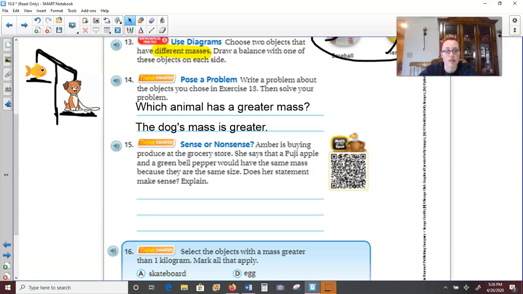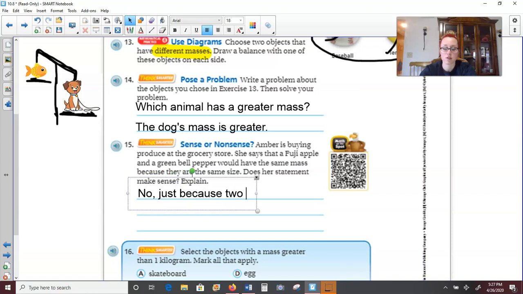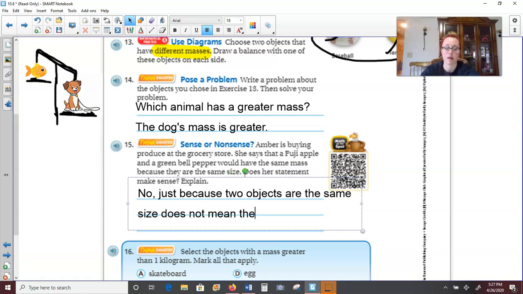All right, I had no idea his name was Professor Berger. How about his cutting skills? Anyways, so does Amber's statement make sense that the apple and the pepper have the same mass because they are the same size? Well, as Professor Berger showed and demonstrated, this does not make sense because, what did he say? No, just because two objects are the same size does not mean they have the same mass.